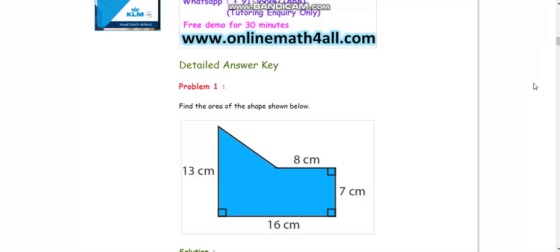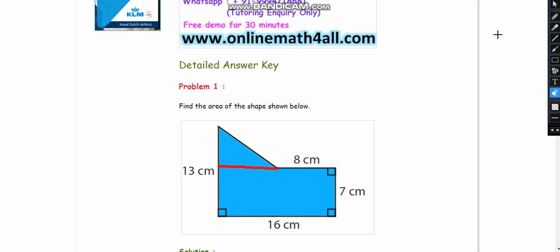So if you just want to try and find the area of this shape here, you can pause the video and give it a go. Okay, so again we have to split it up. So here the split would go here, and actually first of all let's try and find the perimeter of this shape. Can we do that actually? No, we can't. Okay, so we're just going to find the area of this.